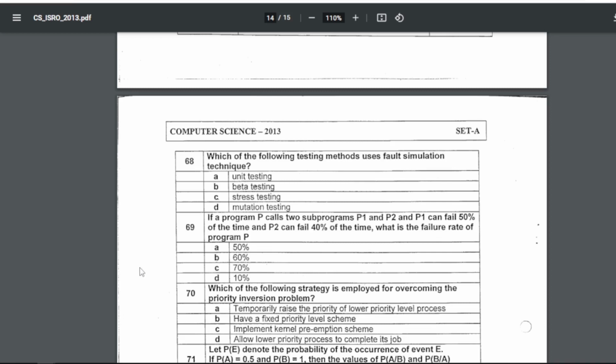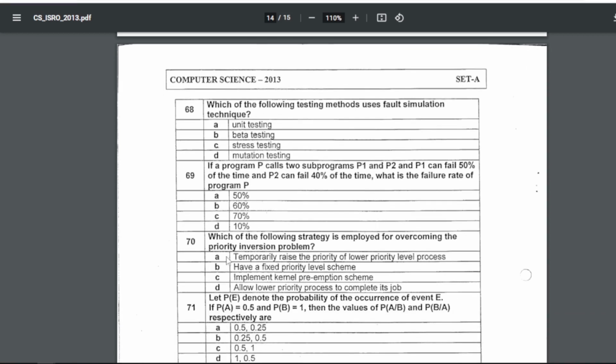So mutant programs are versions of the actual program. When testing is performed, the same test case is run on the actual program and on the mutant program, and the mutant program should generate at least one different output, which leads the mutant program to fail and shows the effectiveness of the test case.